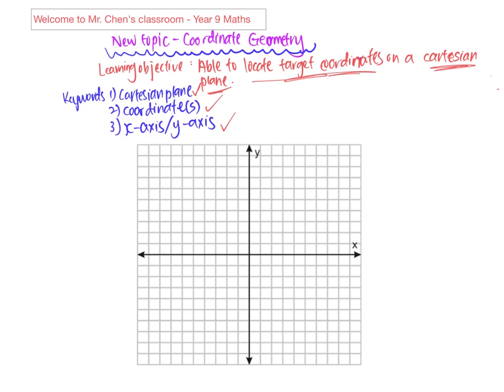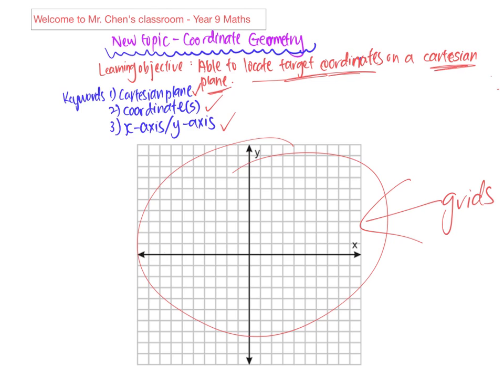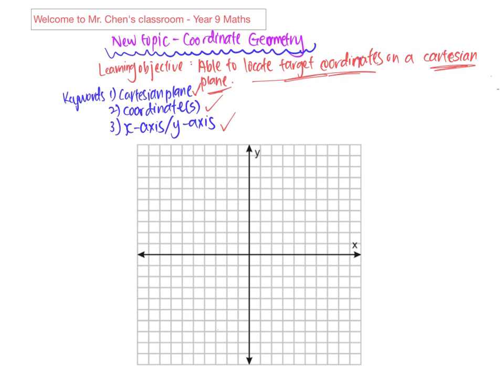What is a Cartesian plane? A Cartesian plane is this. This whole thing is a Cartesian plane. It has a lot of grids, which allow you to draw on them so that you can produce work that is more consistent. The next one is your coordinates. A coordinate is pretty much a dot that is present on your Cartesian plane. It can be anywhere here. One of these dots is called a coordinate, and all of them are called coordinates.